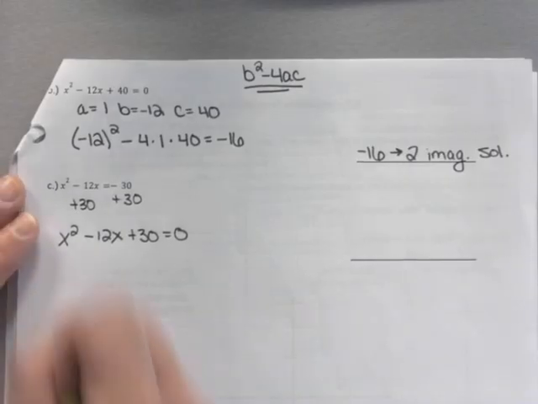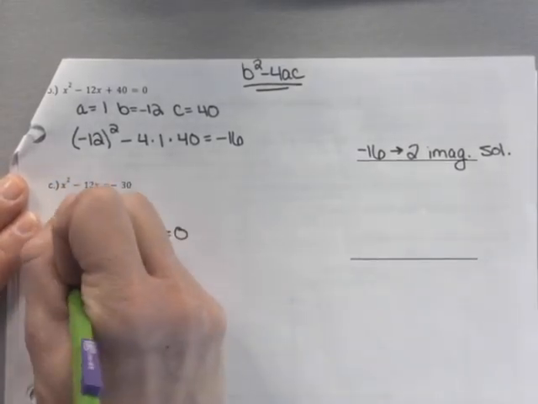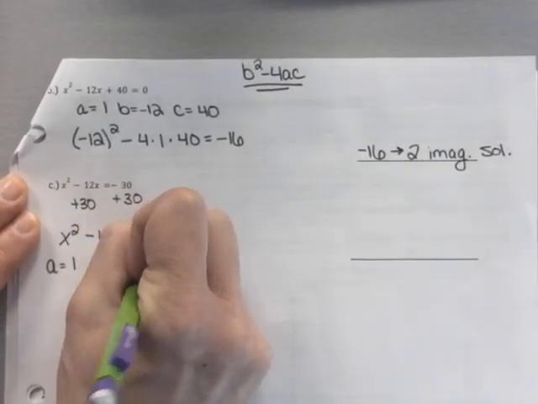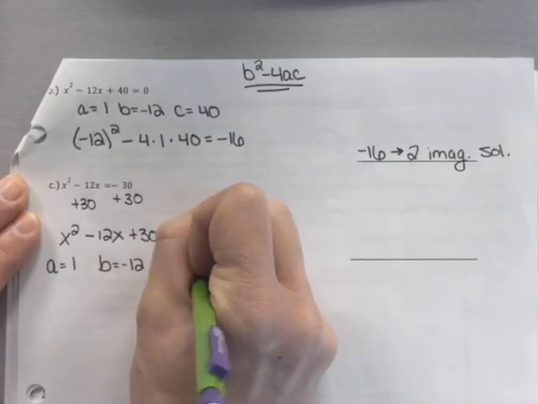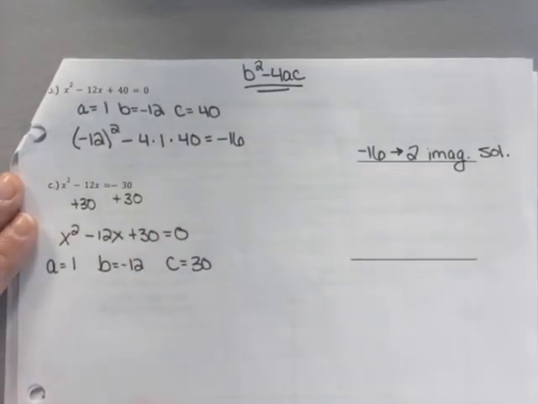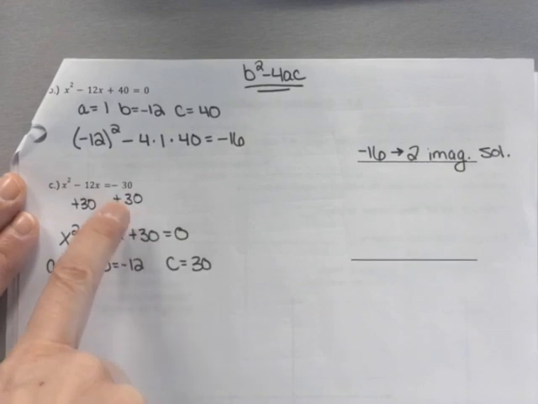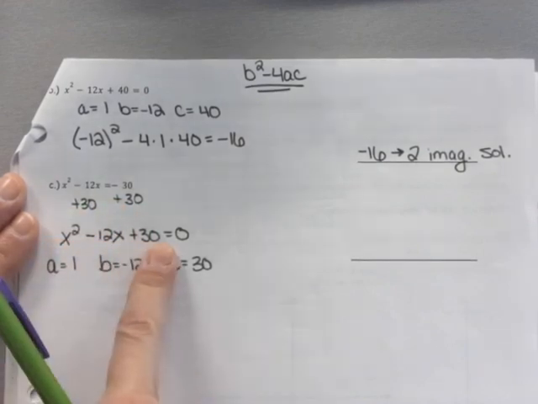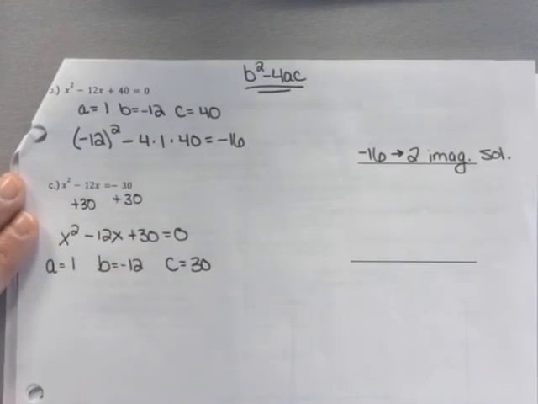What's your a value for this one? 1. What's your b? Yeah, what's your c? Positive 30, right? Is there a negative? Well, it was negative 30, but we added it over. Now that it's on the other side, it's positive. That's why we had to add it first.